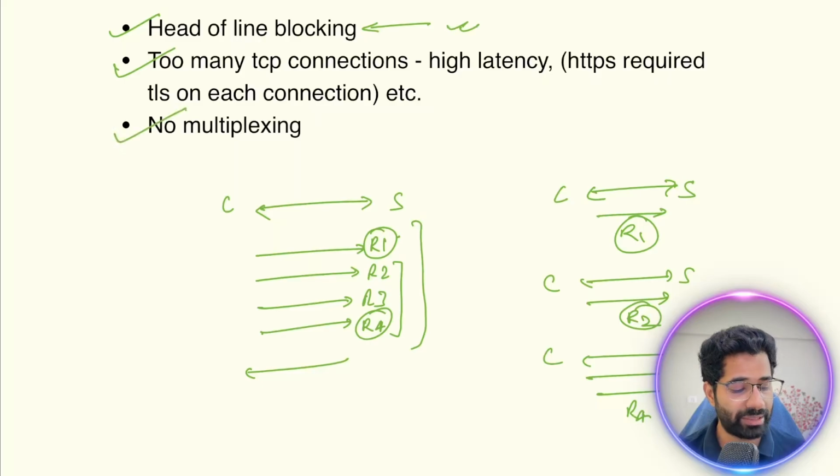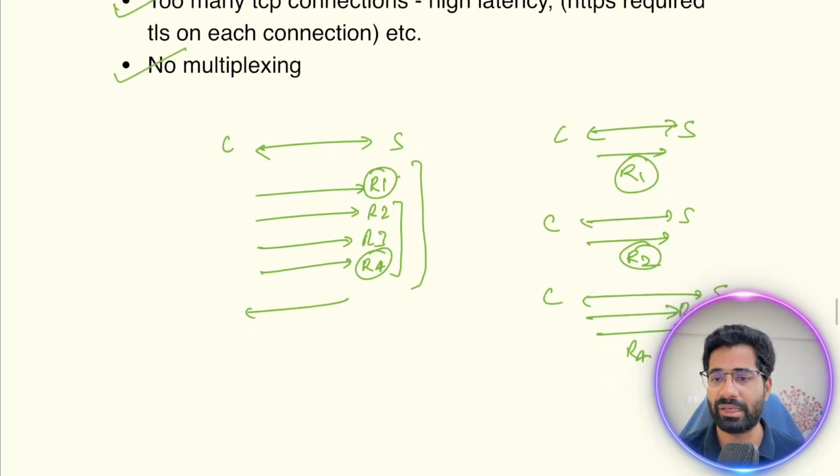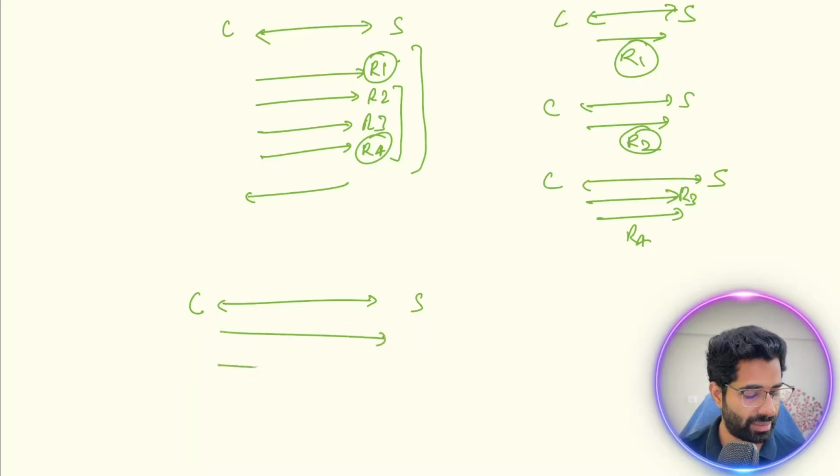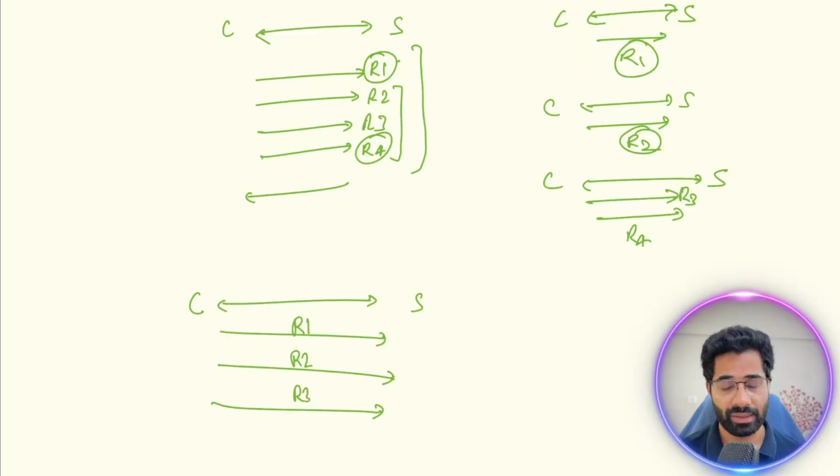Now, there was no multiplexing that was allowed. What is multiplexing? Multiplexing is basically combining multiple requests in a single transfer medium. Here the medium is the TCP connection. So let's say you have a client and a server, and you have one TCP connection. Multiple requests were allowed, but only sequentially. Once request 1 is sent, then only I'm able to send request 2, and then only request 3. They were not allowed in parallel.